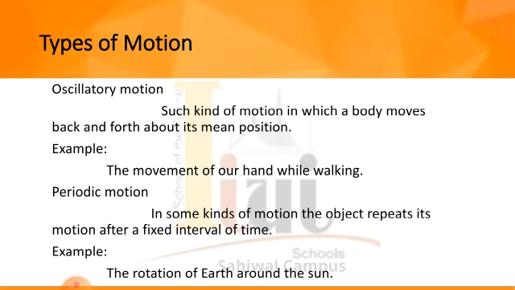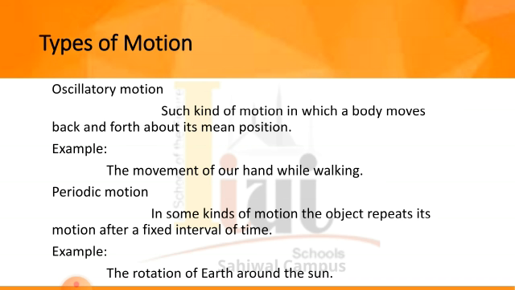The next one is periodic motion. In some kinds of motion, the object repeats its motion after a fixed interval of time. Basically, this type of motion is that in which an object repeats its motion again and again after a fixed interval of time. The repetition of the motion after a fixed interval of time is known as periodic motion. If we take the example for this, the rotation of Earth around the sun is a type of periodic motion.